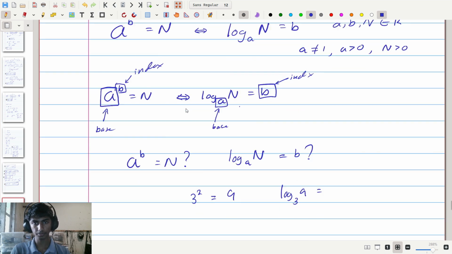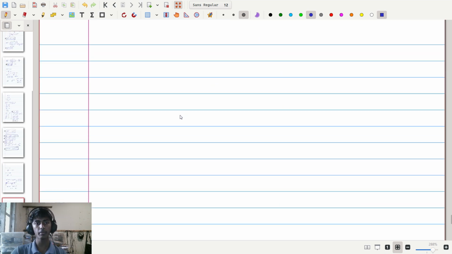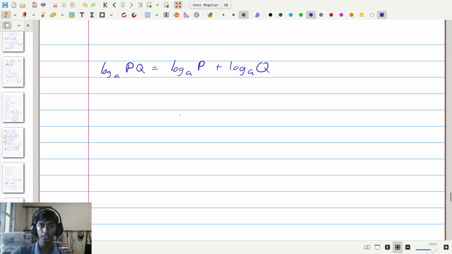So let's go. The first logarithm identity we have is that log base a of, let's say, pq is equal to log base a of p plus log base a of q. This is one of the main reasons why we like logarithms so much and we use them to do calculations. It's because they can turn multiplication problems into just addition problems. This is the main advantage of logarithms. It's why they are so useful.